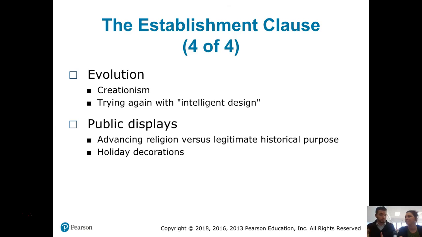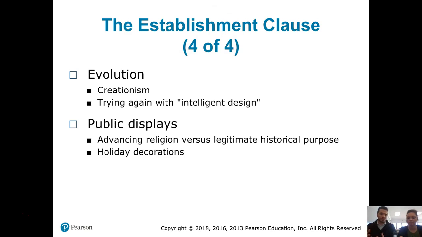And then public displays. You can't advance religion. You're checking and making sure that you're not advancing religion versus an actual historical purpose. So what's interesting about this, and it gets into holiday decorations as well, is just think of Christmas.